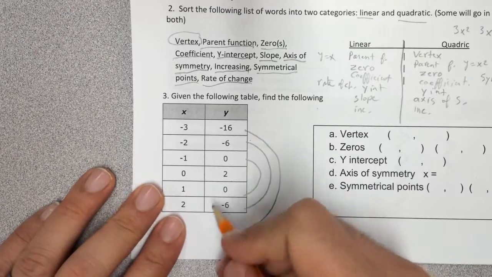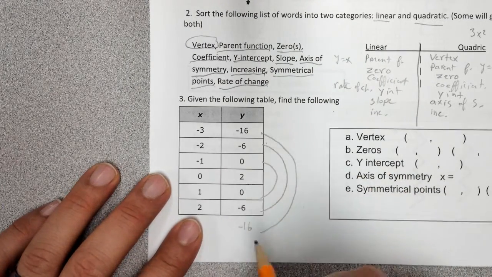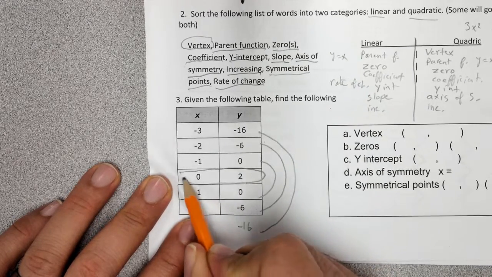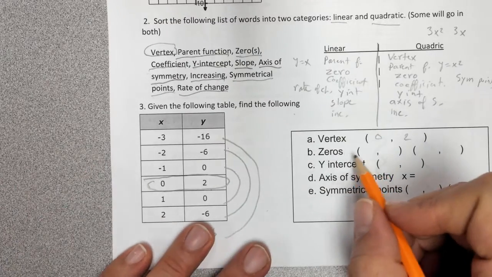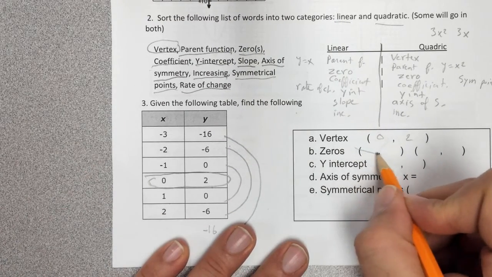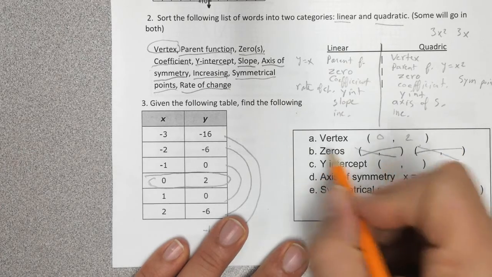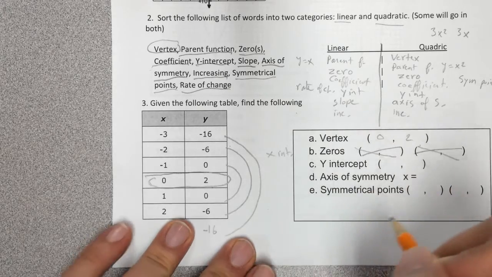Alright, now the negative 16 should probably be right here. Now knowing all this, everything has a symmetrical pair, so the only point that does not will be your vertex. So 0, 2 is our vertex. Remember, zeros are weird. You want to write down x equals, and again, y, because the zeros are just another word for x-intercept. And they're just written differently.